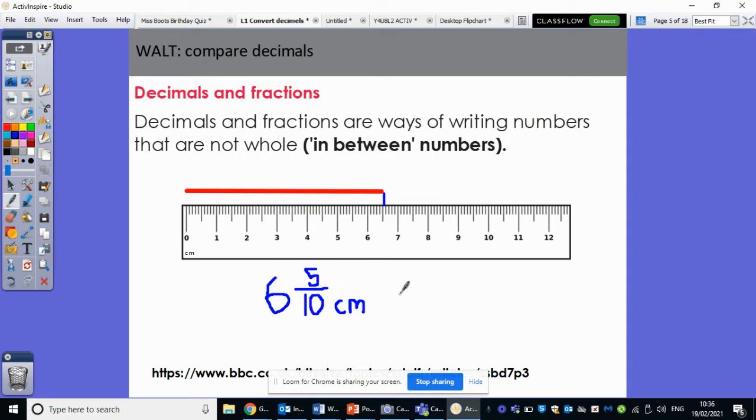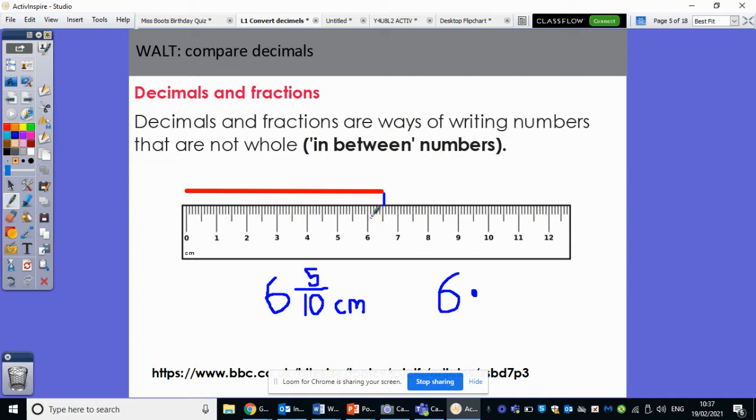We can also use decimals to work this out as well. So once again, what would the whole be? 1, 2, 3, 4, 5, 6. We can't go to 7 because the line doesn't go that far. So 6 is the nearest whole. So it's going to, again, be 6. Then when we use a decimal, we put what is called a decimal point between the whole and the part. So a decimal point is what this sort of full stop is called. And once again, rather than counting in tenths, we count in 0.1.